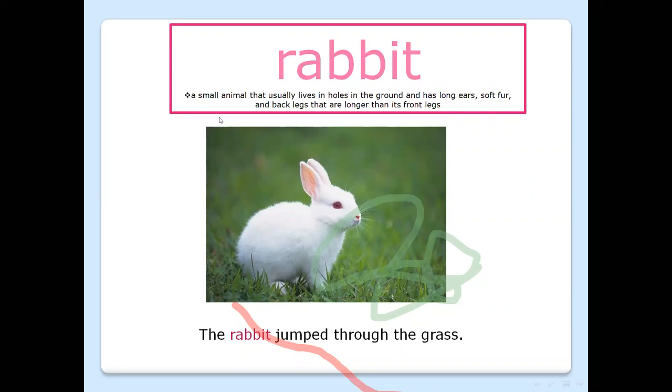Rabbit, as you know, is a small animal that usually lives in holes. The rabbit jumped through the grass.